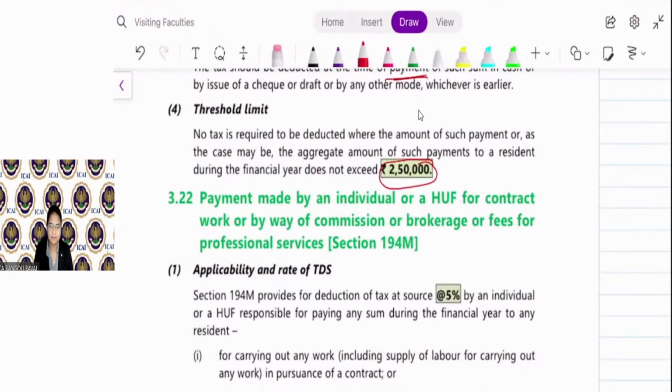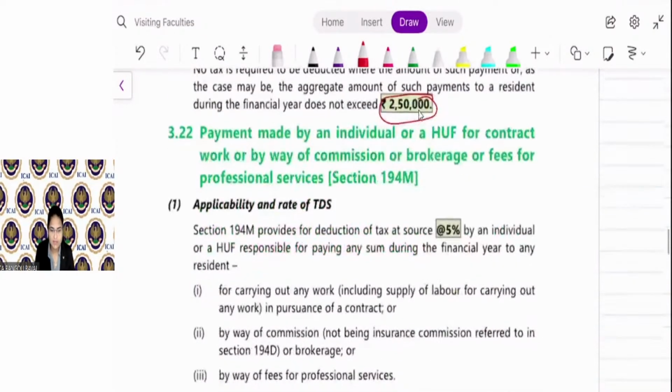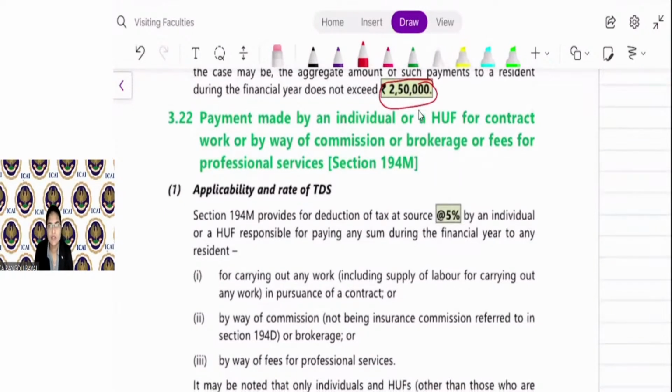Clear, everyone? Up till now, everyone clear? Yes or no? Next section is 194M.